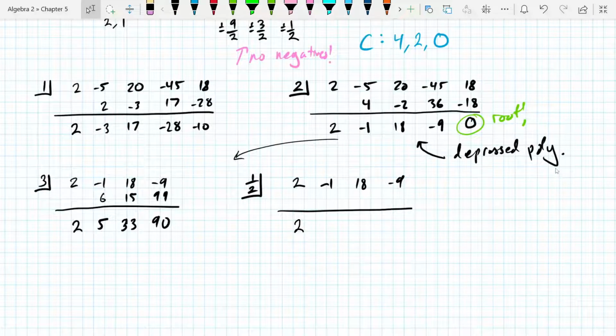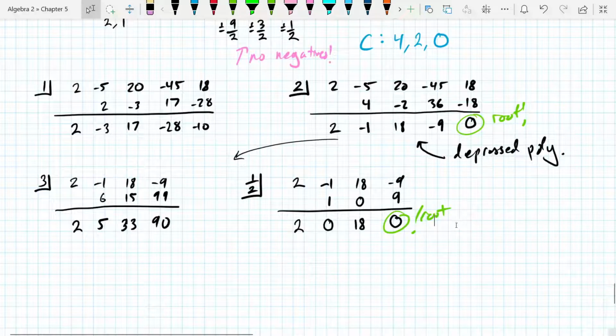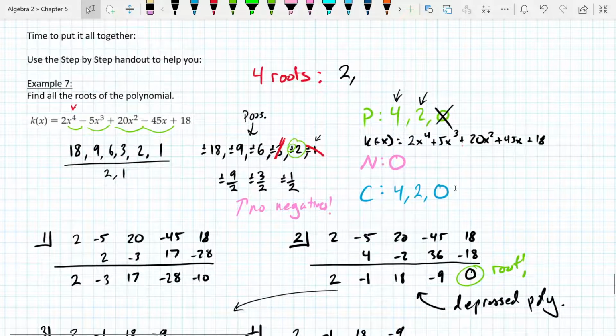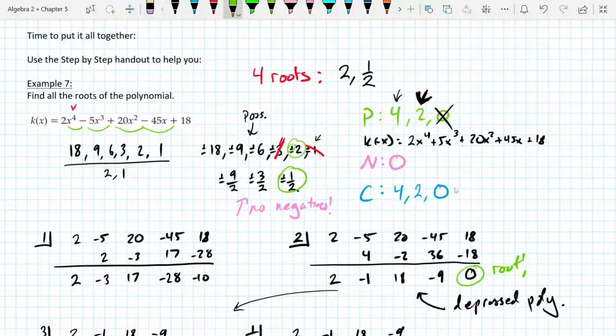Drop down the 2, multiply it by 1/2. Add them up, multiply it by 1/2. Add them up, multiply it by 1/2. And look at that, we've got ourselves another root. There's a root. All right. Okay, so now I can add 1/2 to my list of roots above. And now you can see I was right. I said there was at least going to be 2 roots in there. I just found the other one. So let's go ahead and give that guy a circle right there and the positive.